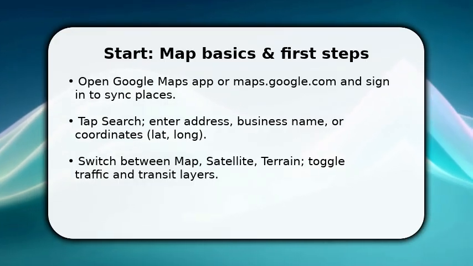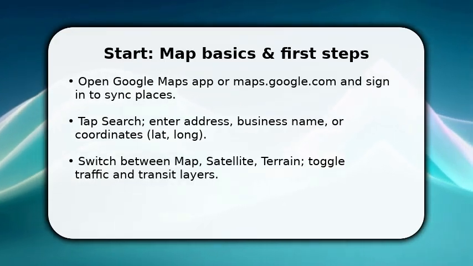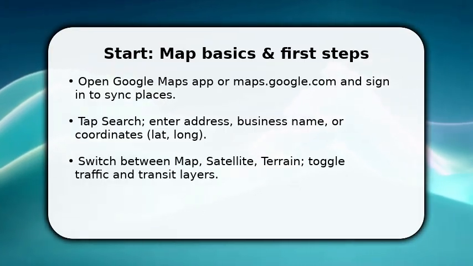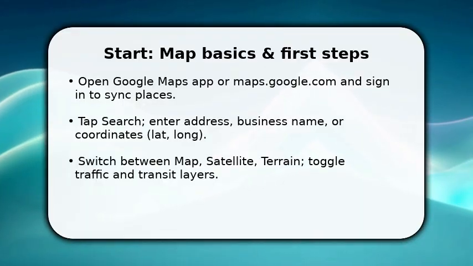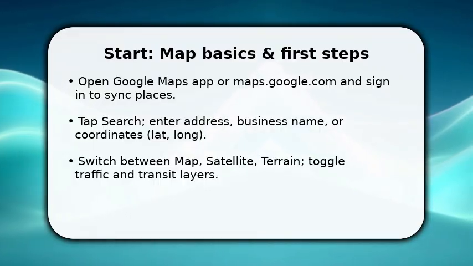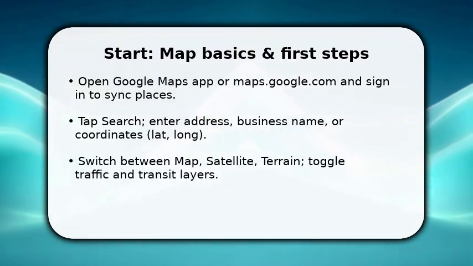Once the pin appears, choose the map view, map, satellite, or terrain, and toggle useful layers like traffic or transit so you can see conditions and options. Make sure to grant location permission so your blue dot updates in real time. That's how the app keeps directions relevant.